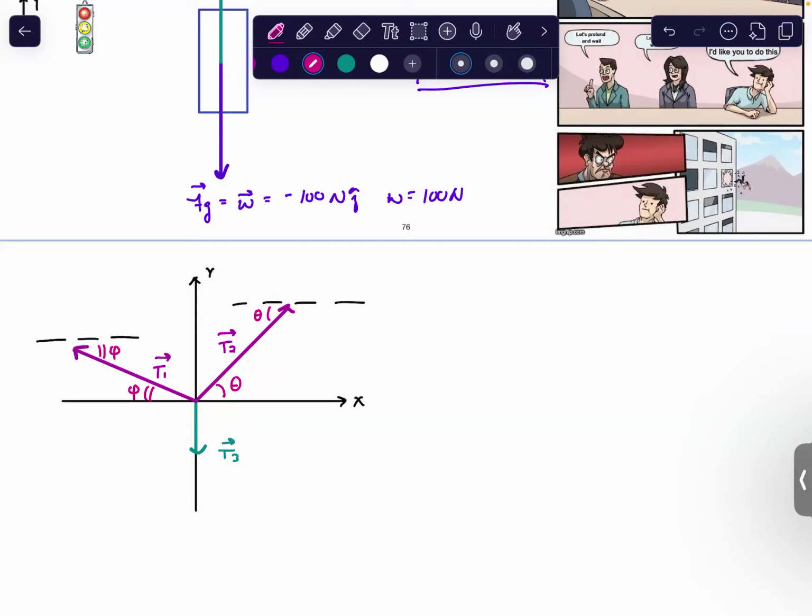In geometry, there's a rule called alternate interior angles. Alternate interior angles are equal. So you notice how the x-axis and the horizontal line that the cables are hanging from are parallel to each other. So if I have a single line bisecting two parallel lines, the angles that alternate on the inside of those two parallel lines are equal.